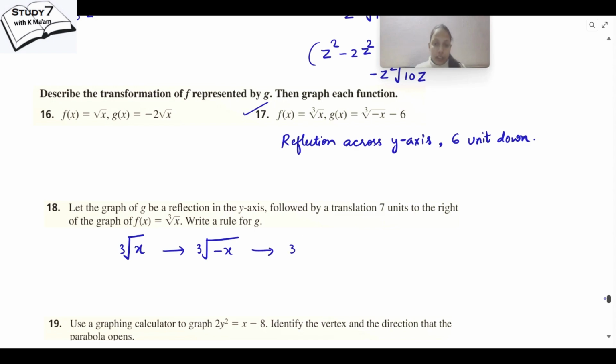7 units right means your x changed to x minus 7. Then that's it. 7 units to the right. You can simplify more if I open the brackets. Negative x plus 7. Yeah.